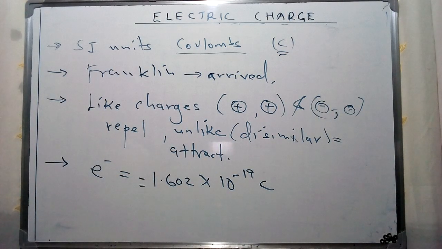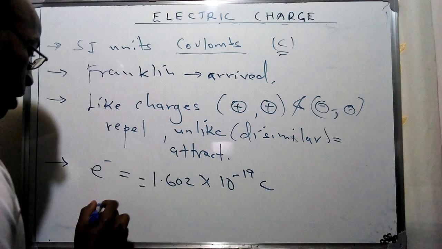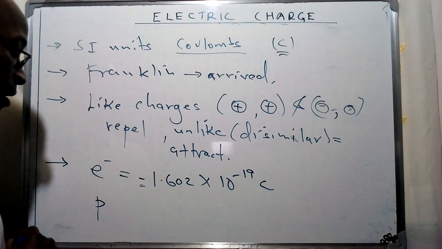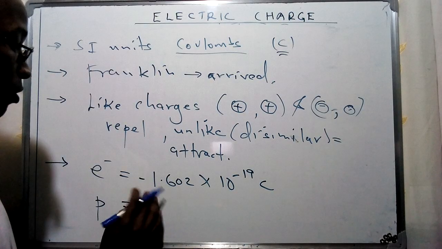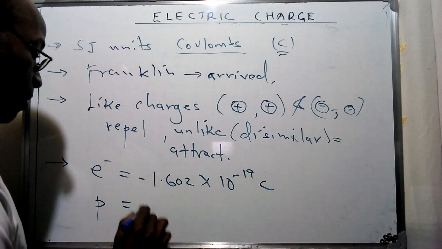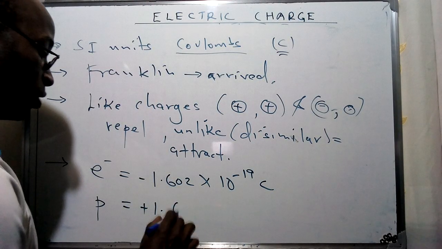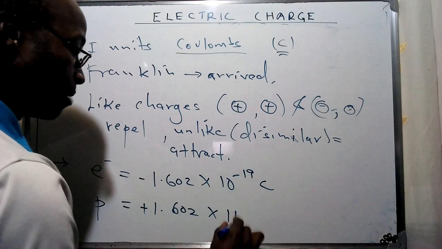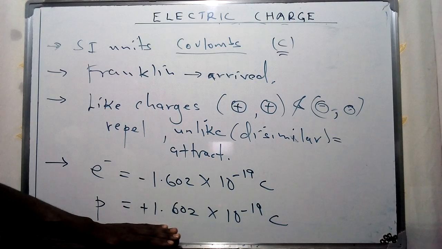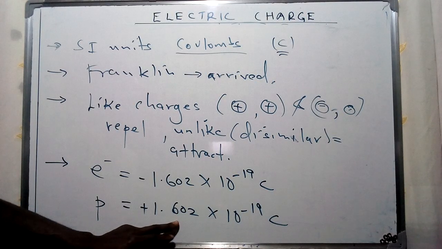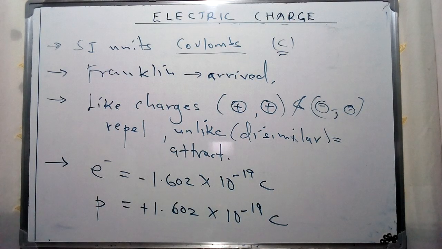In my previous statement as well, I said that a proton is a positively charged particle. In as much as an electron is a negatively charged particle, a proton is a positive quantity of this specific charge which has been measured. Therefore, it has a charge of plus 1.602 times 10 to the negative 19 coulombs.